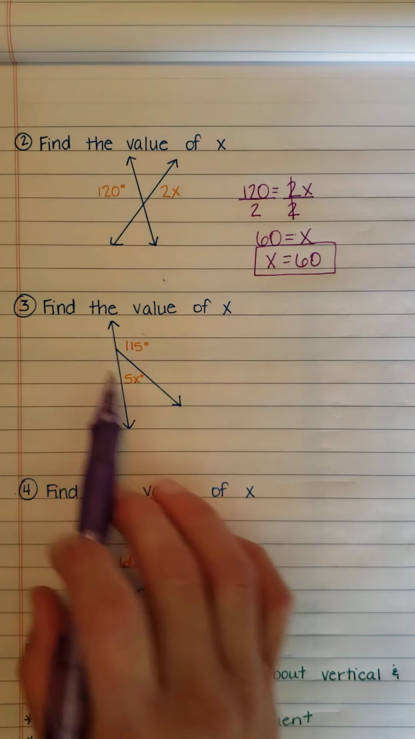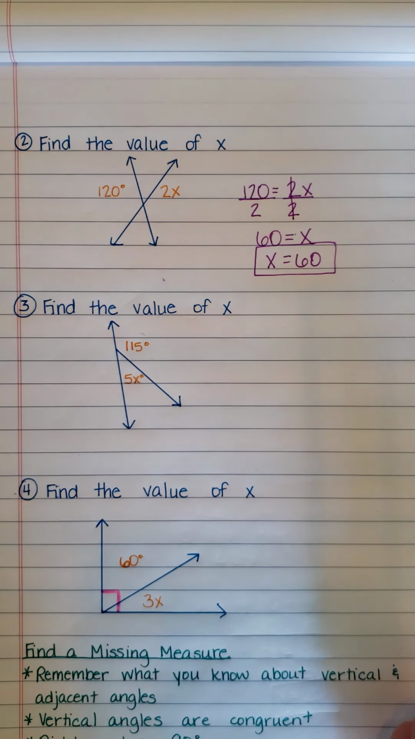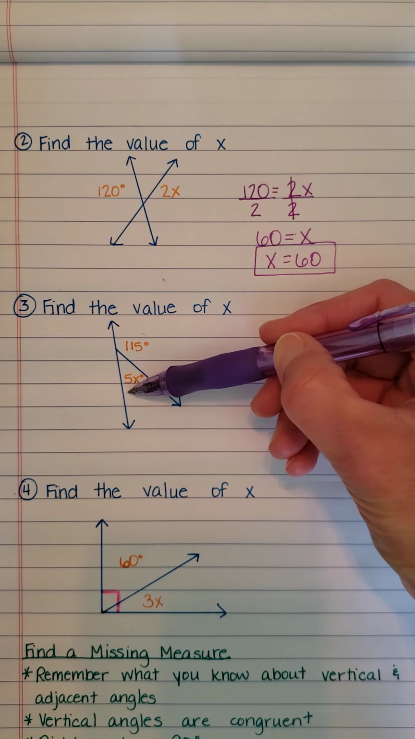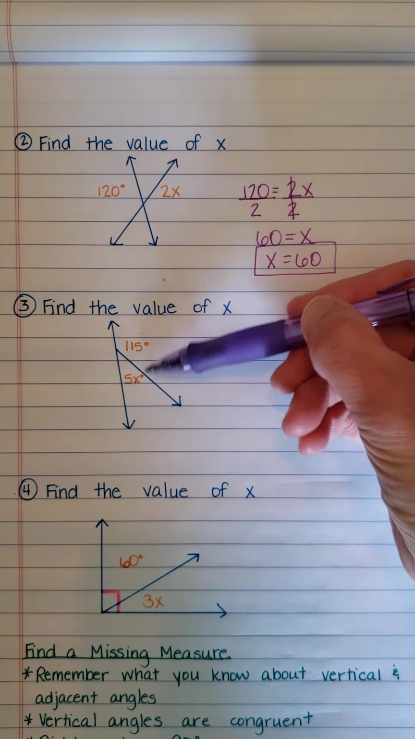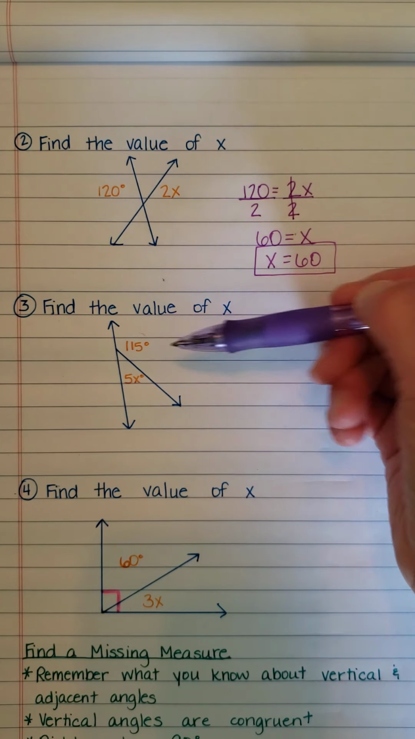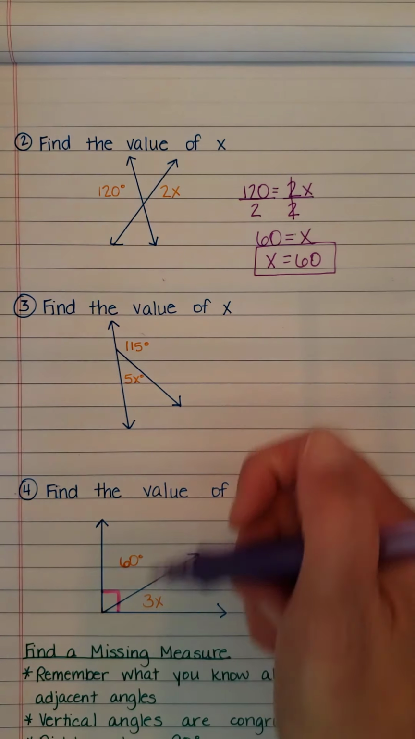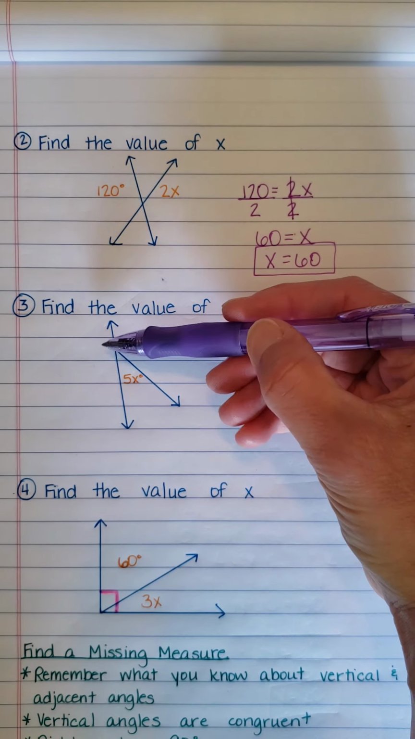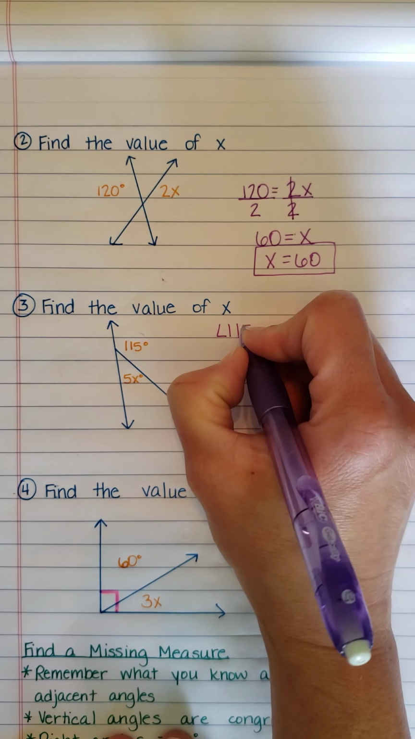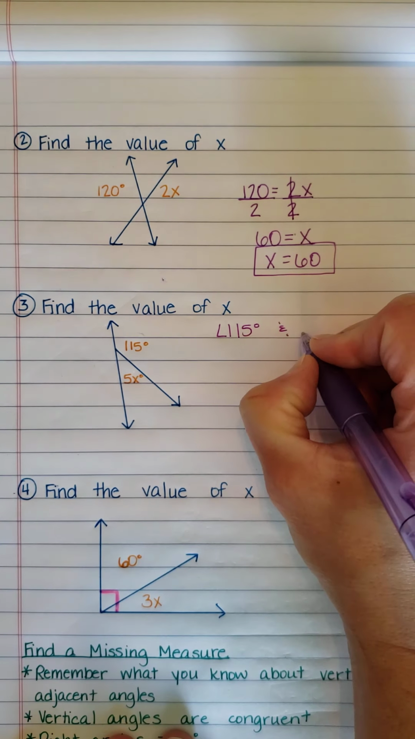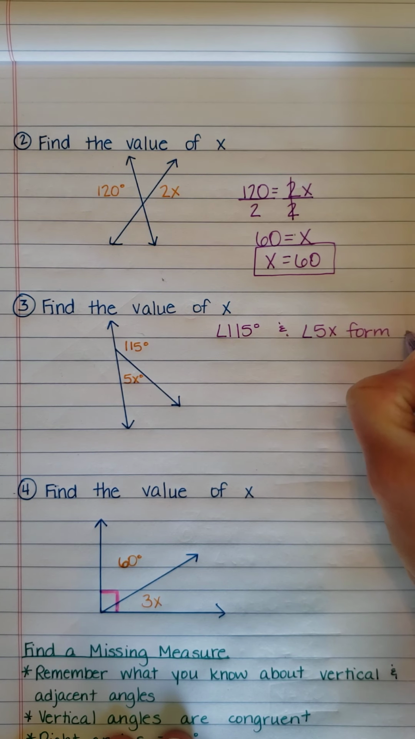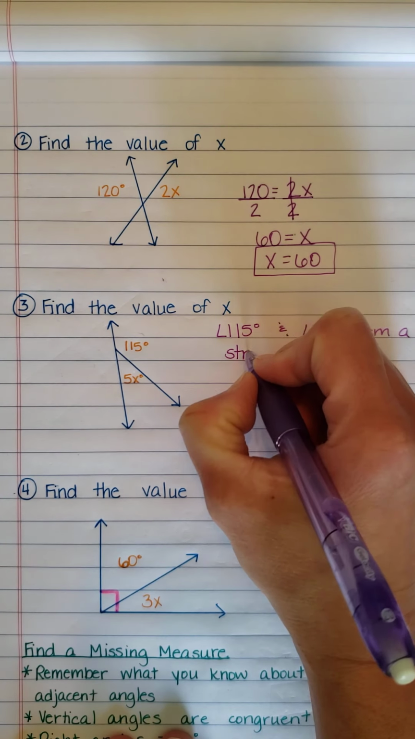Right, number 3, we're going to find the value of x. Well, if we look here, I have 115 and I have 5x. Well, by looking at this, I know that these angles are not vertical angles. These angles are actually adjacent angles. But these angles together are forming a straight line, okay? So angle 115 degrees and angle 5x, they form a straight line.